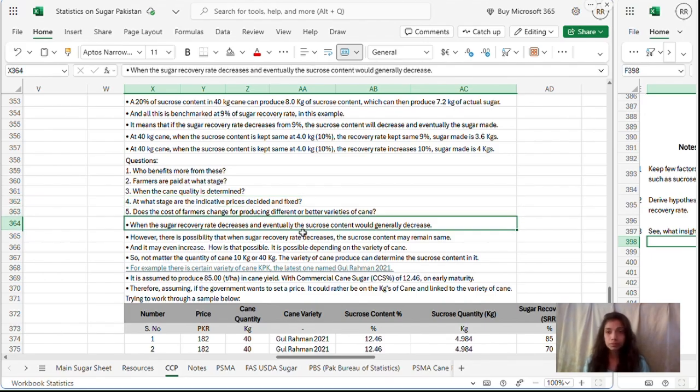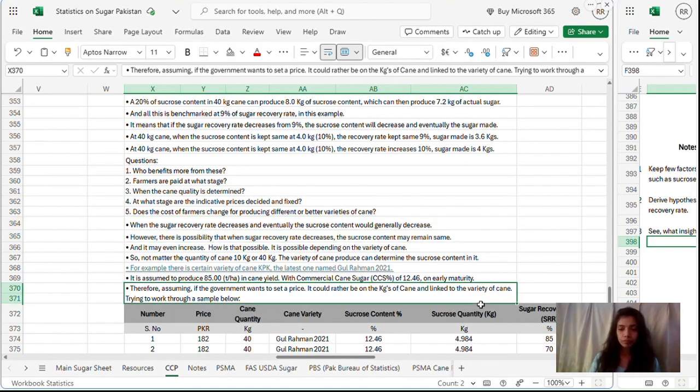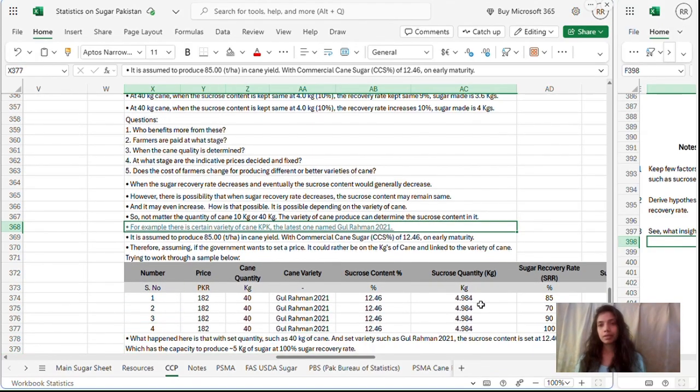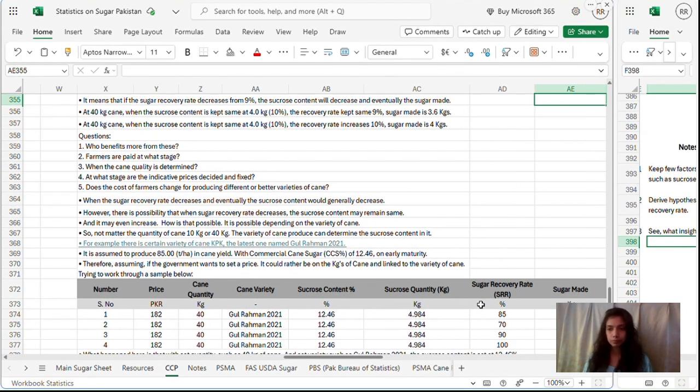Now here, this is the point we discussed above, where I said the same point would vary if we apply different understanding. When the sugar recovery rate decreases, then eventually the sucrose content would generally decrease. That we have established above. However, there is a possibility that when the sugar recovery rate decreases, the sucrose content may remain the same. This was a kind of contradicting point from the above one. We are going to discuss that in the next video, and then arrive at this table and find how that is different.